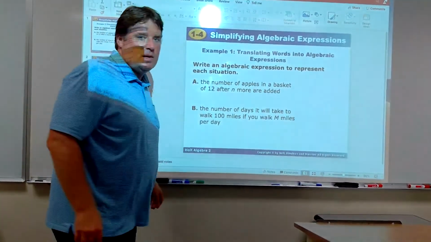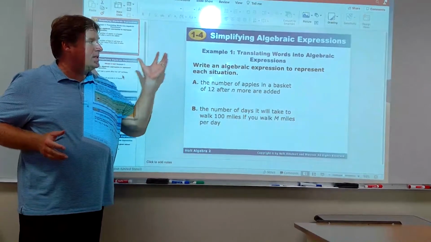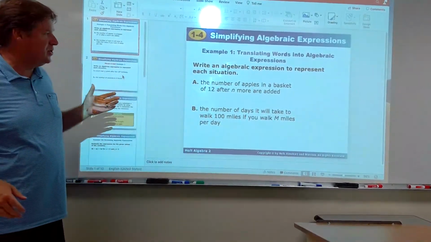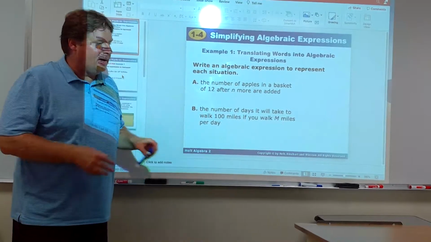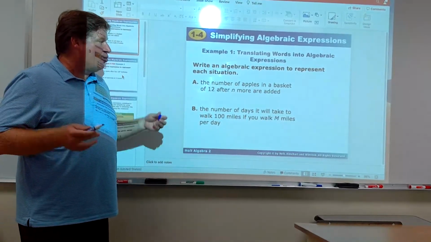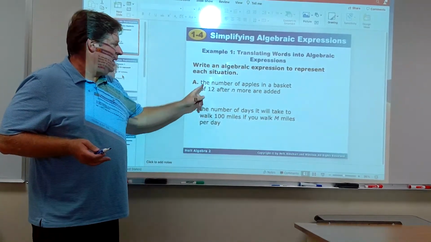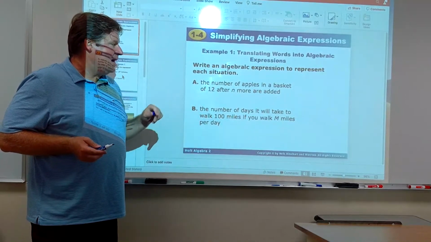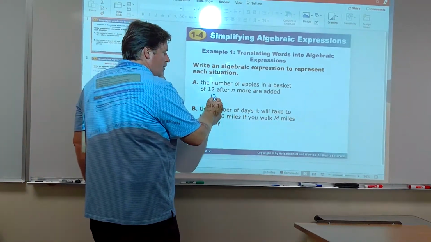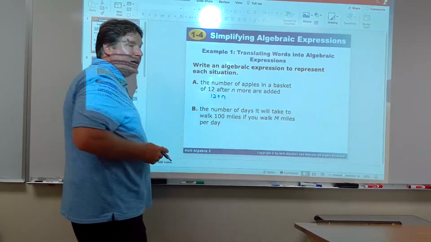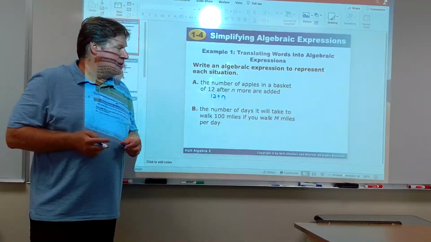Right, welcome back. Here we are today looking at 1-4, simplifying algebraic expressions, sometimes even writing those, and then working on simplifying, combining like terms. So let's just write some algebraic expressions. If we have 12 apples in a basket after n more are added, we could certainly say 12 plus n, the algebraic expression that we have there using variables.